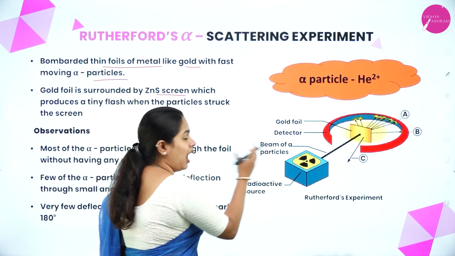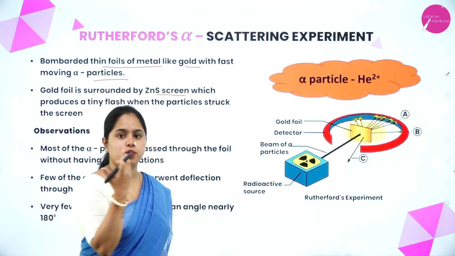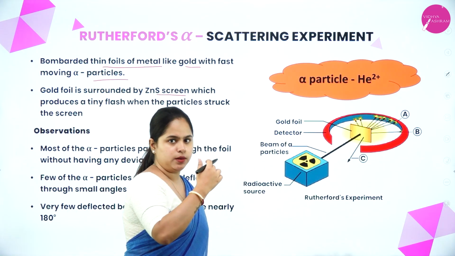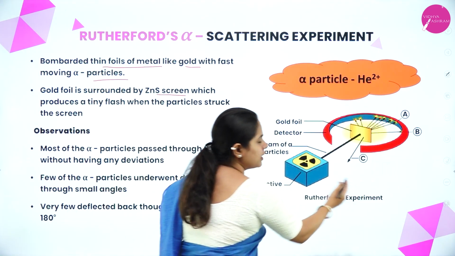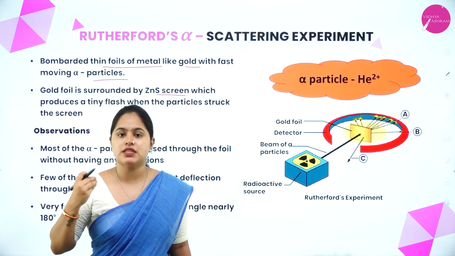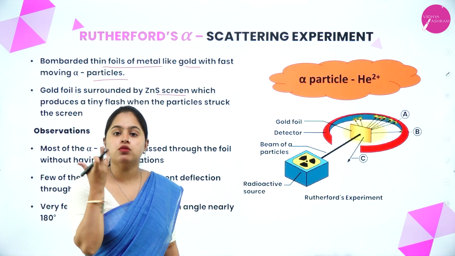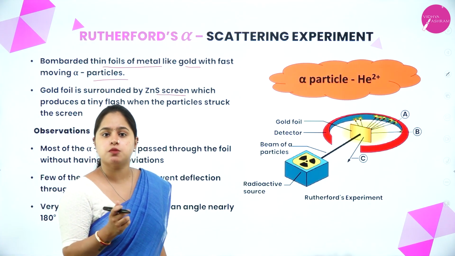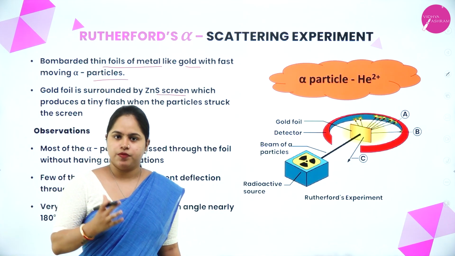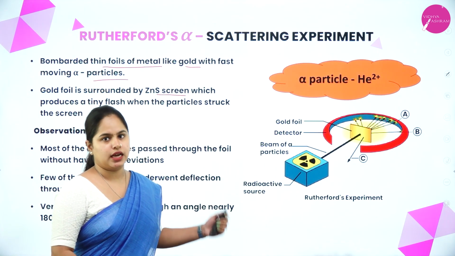From a source, alpha particles, or helium-2 plus ions, are directed towards the thin sheet of gold foil. It is surrounded by a zinc sulfide screen, which is a fluorescent material. If any particles strike there, it will produce a tiny flash, or you can see a spark there. So these sparks were seen. This was the experiment that he did.